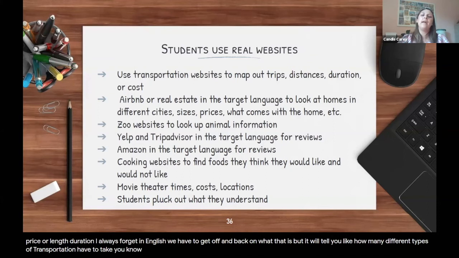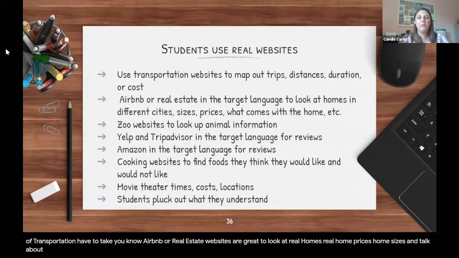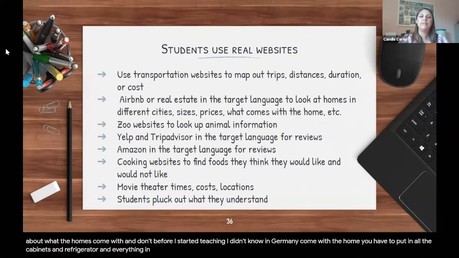Airbnb or real estate websites are great to look at real homes, real home prices, home sizes, and talk about what the homes come with and don't. Before I started teaching, I didn't know that in German-speaking countries, the kitchen often doesn't come with the home. You have to put in all the cabinets and refrigerator and everything, and that's different than here.